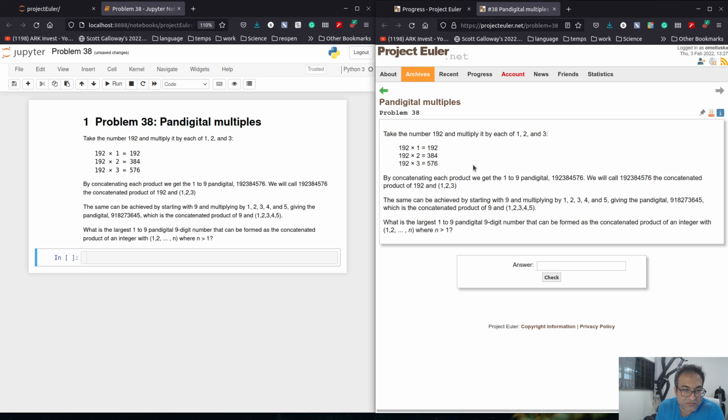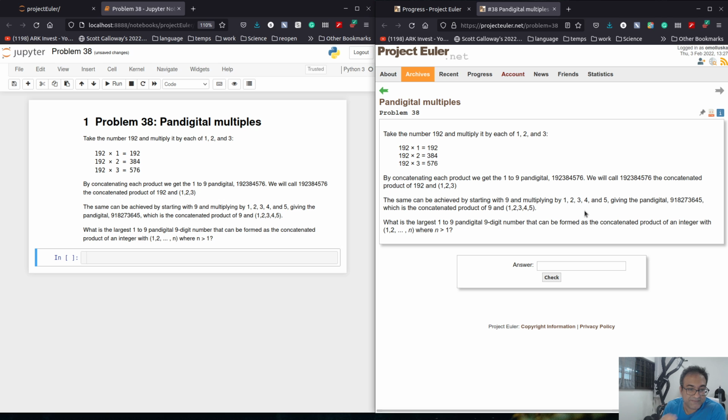So take the number 192 and multiply it by each of 1, 2, and 3. 192 multiplied by 1 is 192, times 2 is 384, and times 3 is 576. By concatenating the products, we get 192384576. We call this the concatenated product of 192 and (1, 2, 3). The same can be achieved by starting with 9 and multiplying it by 1, 2, 3, 4, 5, giving 9, 18, 27, 36, 45, which is the concatenated product of 9 and (1, 2, 3, 4, 5).